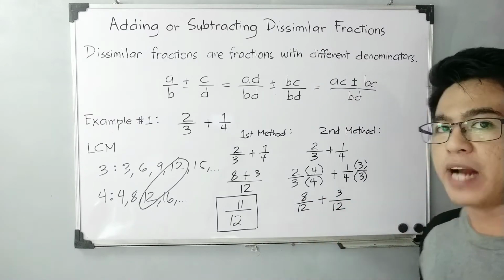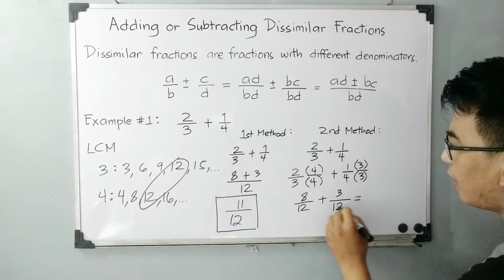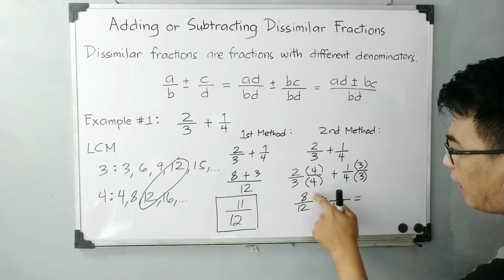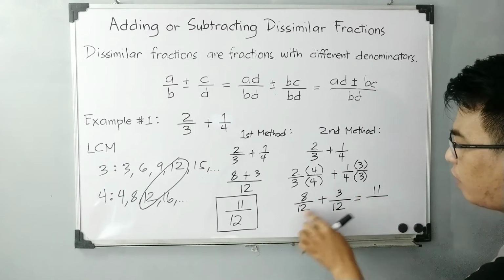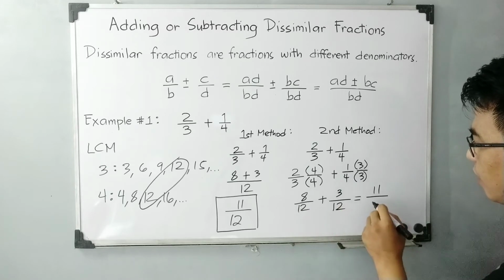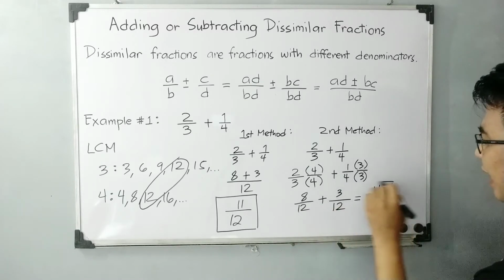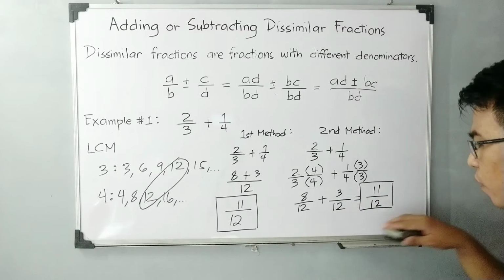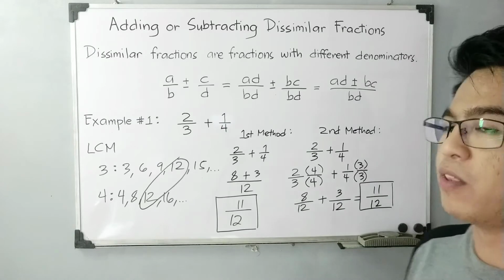So, di ba sa similar fraction, napakadali na lang mag-add kasi ang gagawin mo na naman is to add the numerators, 8 plus 3, that is 11, over 12 plus 12, that will give you, copy 12, and that will give you 11 over 12. As you can see, parehas na parehas yung sagot natin using two different methods.